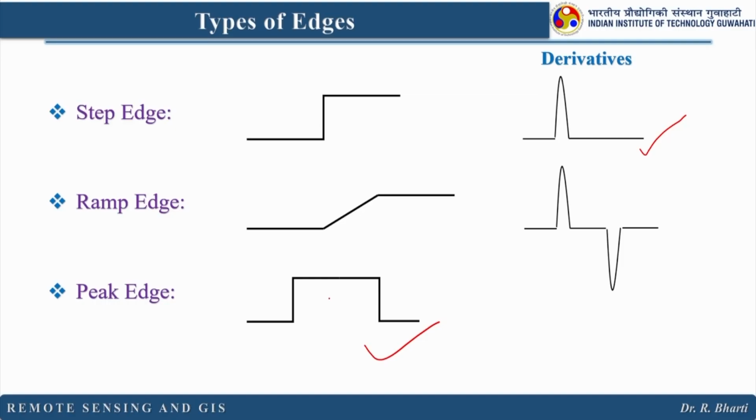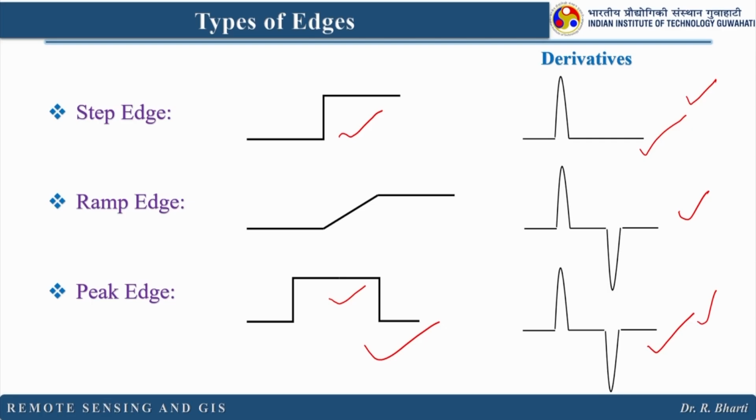Here this is the behavior of a peak edge, or how we classify edges into a peak edge if their behavior is like this. And if you calculate the first derivative, this will be the result, right? So you can see that in the normal behavior, they are not able to make much difference, but if you calculate the derivatives of these edges, the change in the intensity will be very prominent. We will be discussing this in the next few slides.